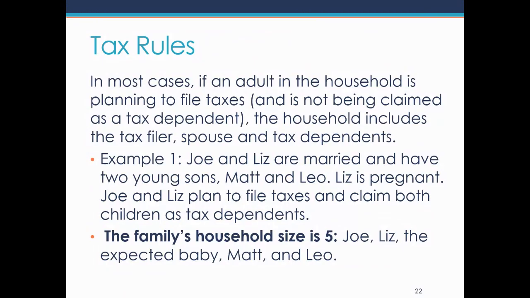Then, if no, will the target be claimed by a parent living outside of this household? And again, that answer is no. And if no, then the target's MAGI household group will be the same as their tax filer's group. Matt's tax filer is Joe and Liz since they are filing jointly and claiming both children. And Joe and Liz's household group we said was 5. So Matt's group, as well as Leo's, will be 5, the same as their tax filer.